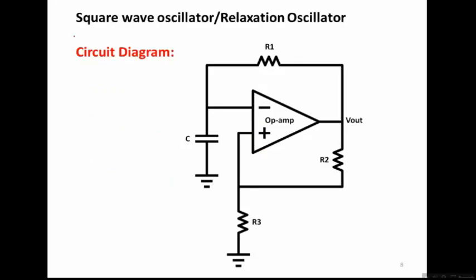So let me start with the square wave oscillator or relaxation oscillator. This is the circuit of a square wave oscillator in which an op-amp is used along with some resistors and a capacitor. For an oscillator, the capacitor is an essential requirement. Without a capacitor or an inductor, so without any energy storage element, we cannot implement an oscillator.